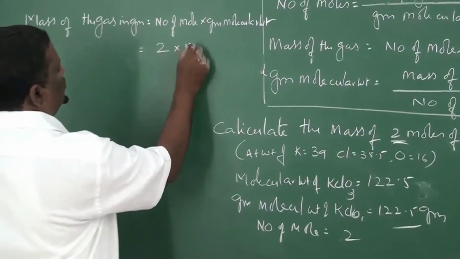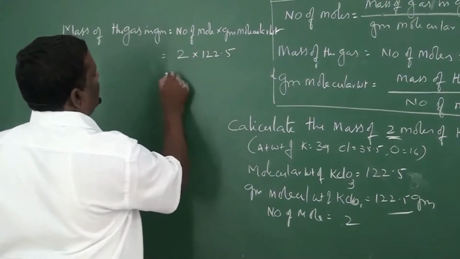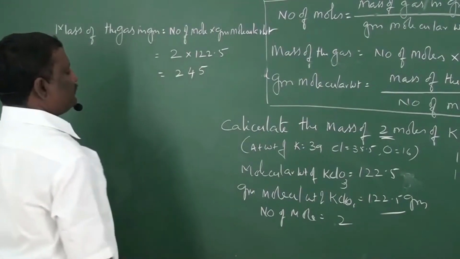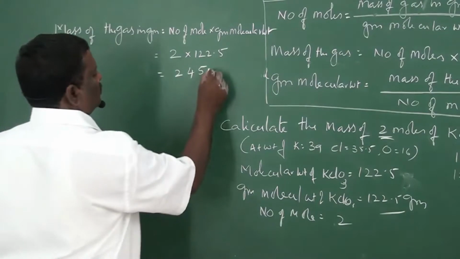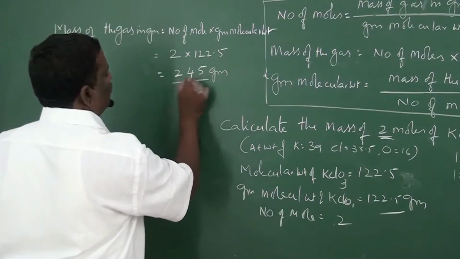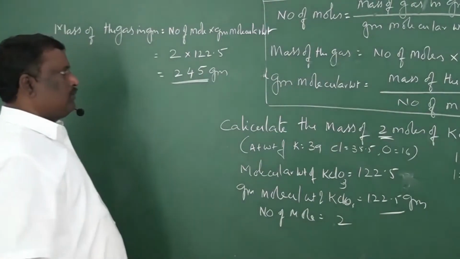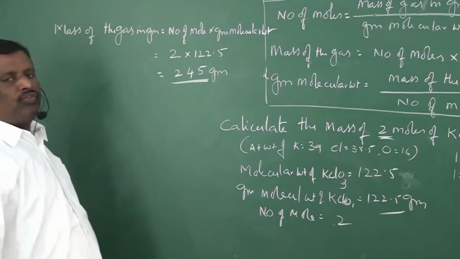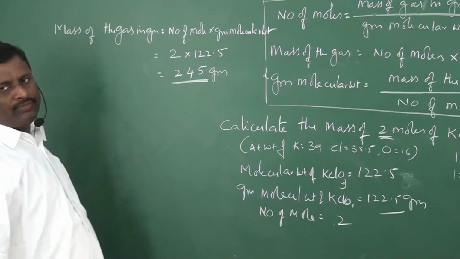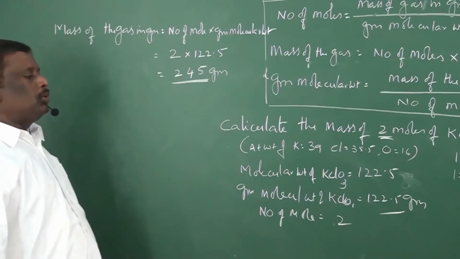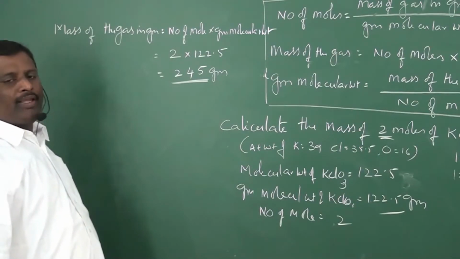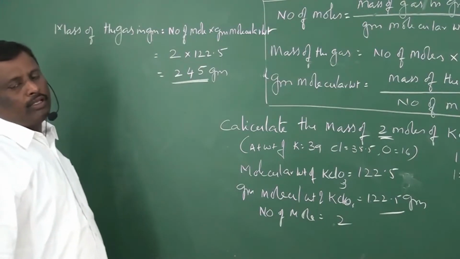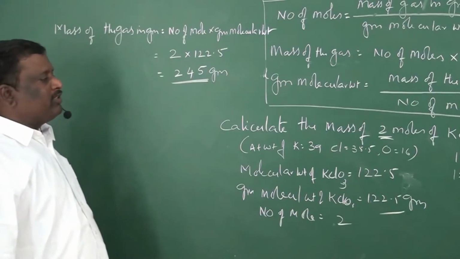2 into 122.5 is equal to 245. So the mass of 2 moles of KClO3 is 245 grams. So this is the way to calculate the mass of the gas if the number of moles and its molecular weight is known.